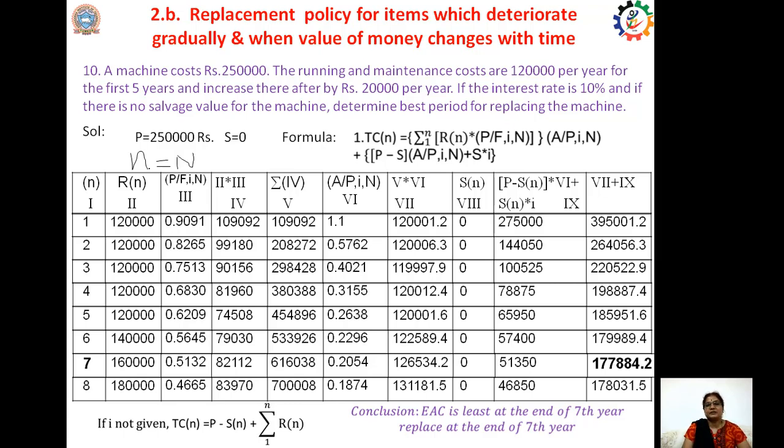So I repeat, how do we get this formula? It is nothing but the same formula which we used, but with the i effect.